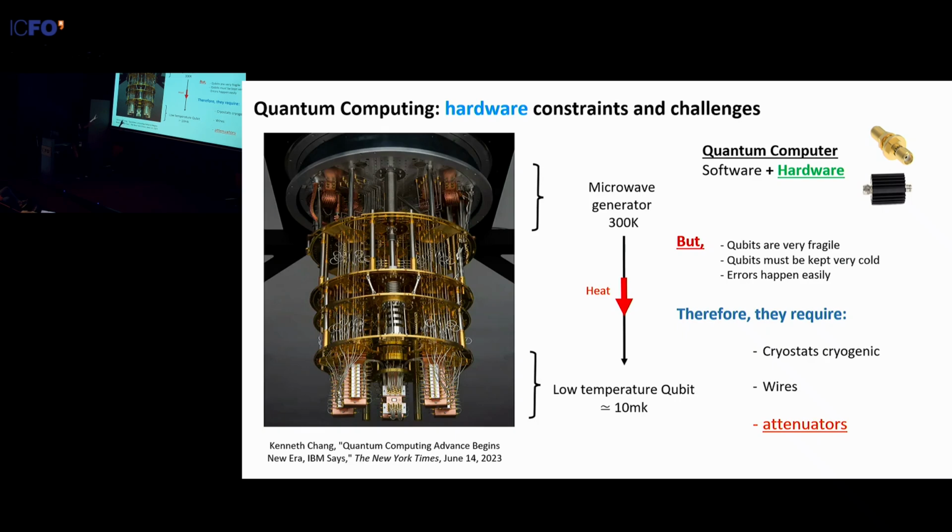And between that and the microwave generator at room temperature, we have several cooling stages that progressively cool the microwave signals as they go down to the qubit. And you can see that the system has many other components, such as the wirings and other electronic elements. And here we focus on the attenuators.